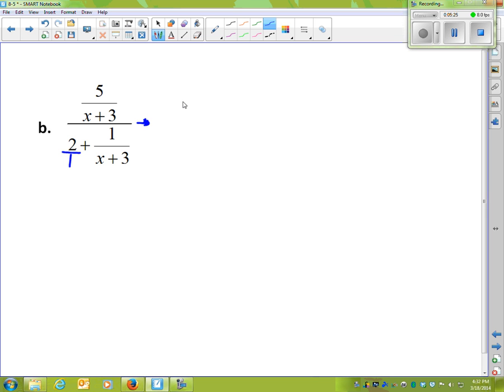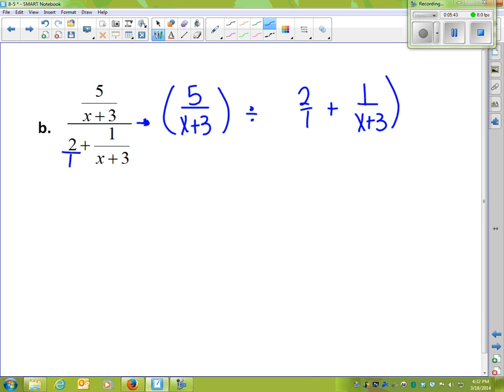So I'm just going to rewrite these horizontal. 5 over x plus 3. I have a single fraction in my numerator, divided by 2 over 1 plus 1 over x plus 3. So 2 fractions make up my denominator. My common denominator is going to be x plus 3. They all have it except for the 2. So I'm going to multiply this by x plus 3, both top and bottom.